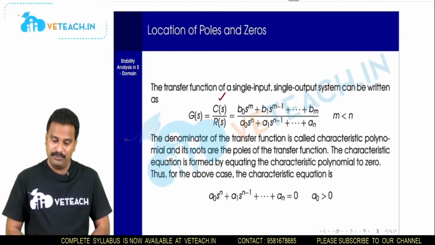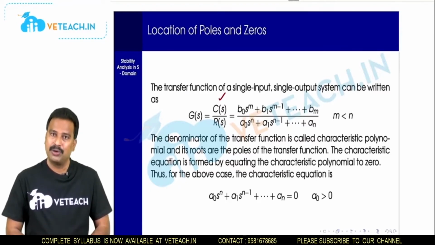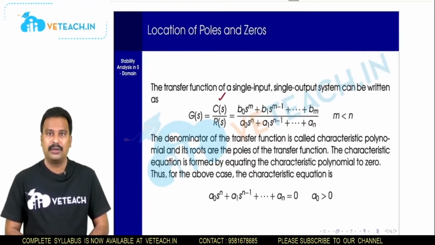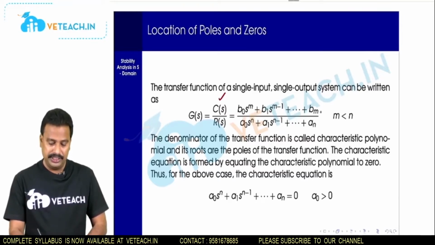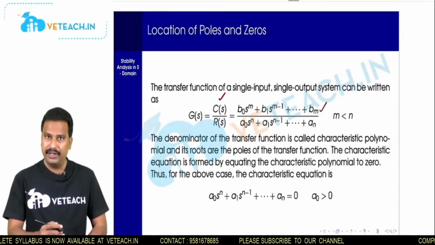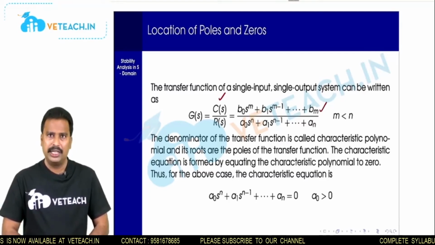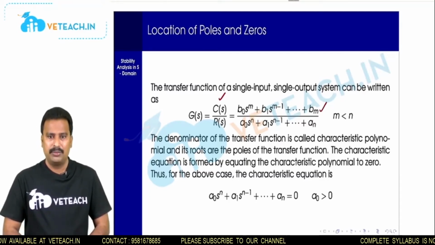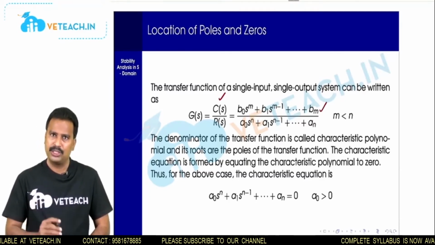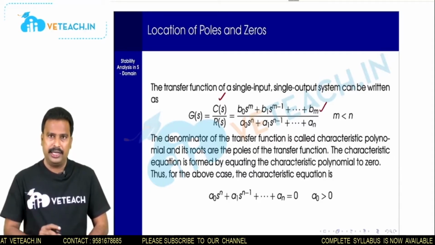In general form, it can be written as C(S) by R(S) equal to B0 S^m plus B1 S^(m-1) plus and so on plus Bm. This is the numerator, divided by A0 S^n plus A1 S^(n-1) plus A2 S^(n-2) plus and so on An.